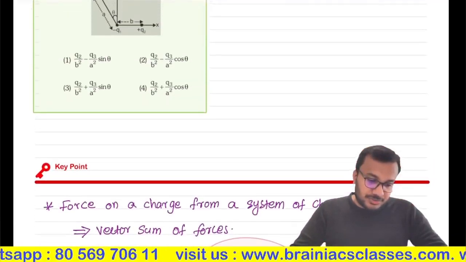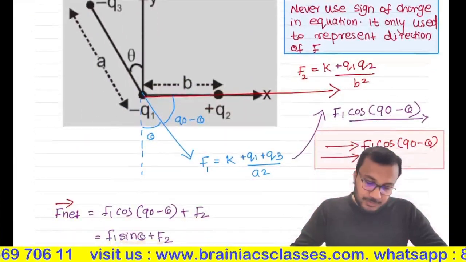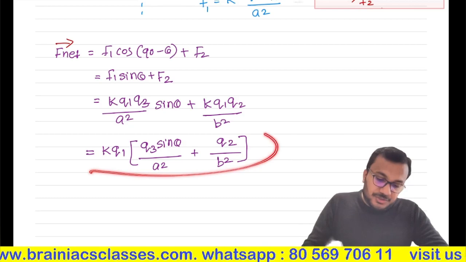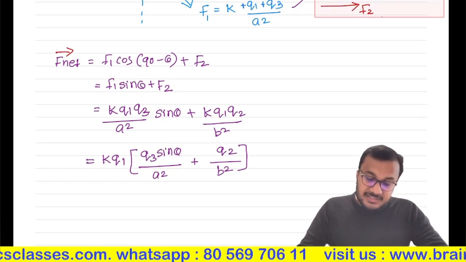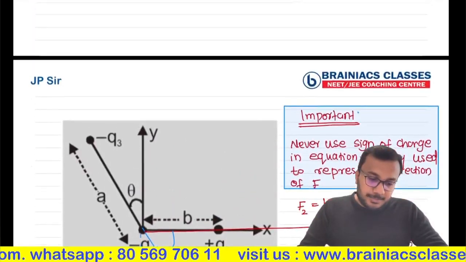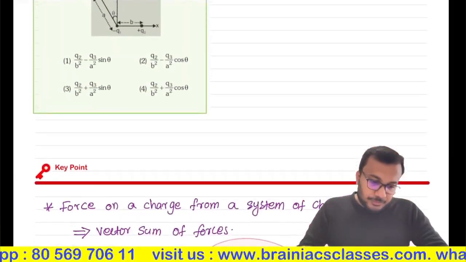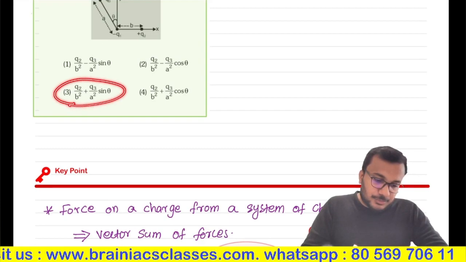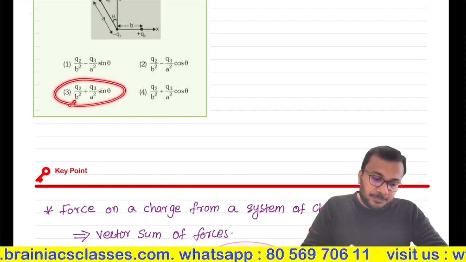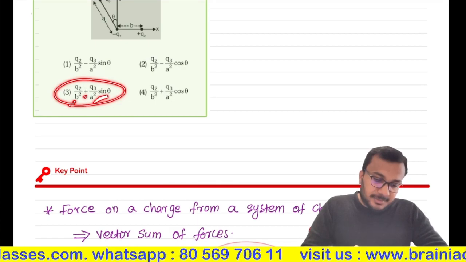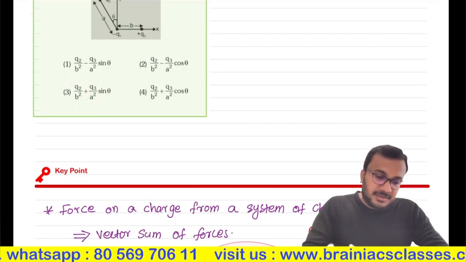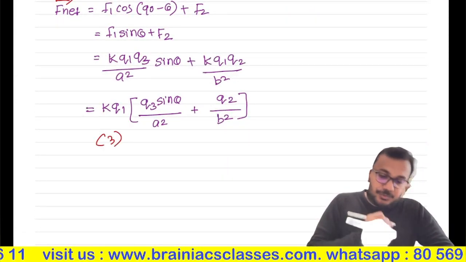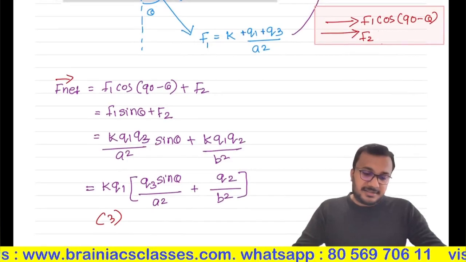So which option does this match? Let's see. Q3 sin theta by a square plus Q2 by b square. This is our final option. So Q3 sin theta by a square plus Q2 divided by b square. Option number 3. Anyway, it is plus. So we have option number 3 as the correct answer for this question. Option number 3 is the correct answer.